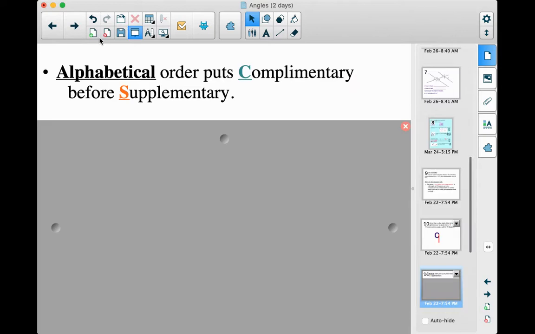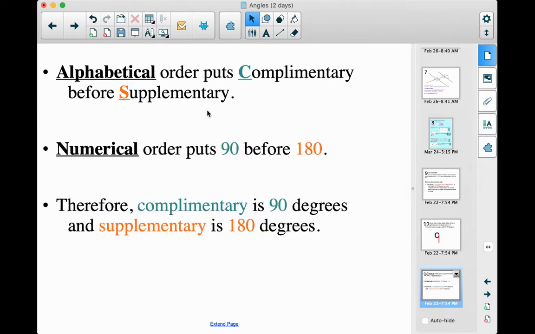Third method, alphabetical order. Alphabetical order puts complementary before supplementary. So complementary comes first alphabetically. Well, in numerical order, 90 comes before 180. So complementary comes first, 90 degrees comes first. Supplementary comes second, 180 degrees comes second. So the alphabetical order matches up with the numerical order. That might help you.